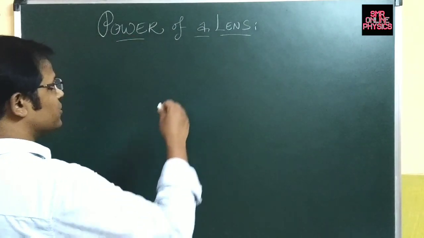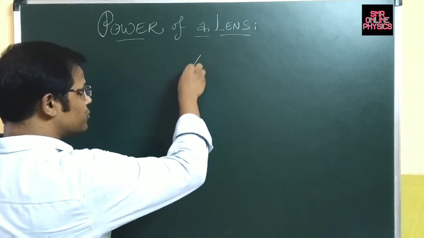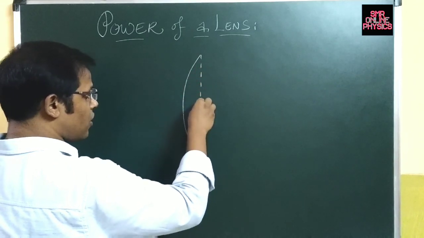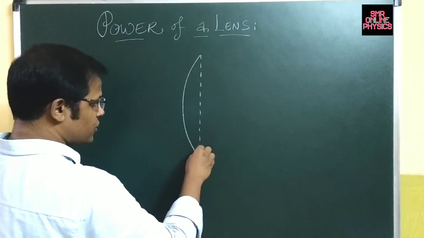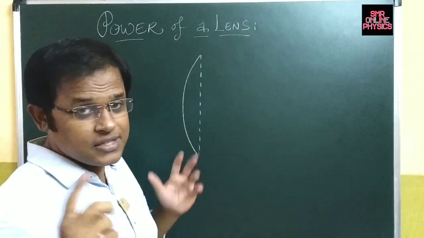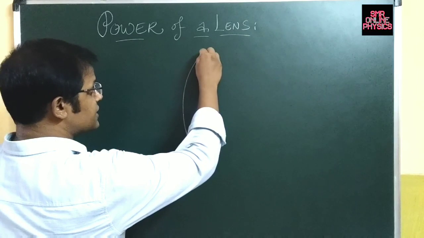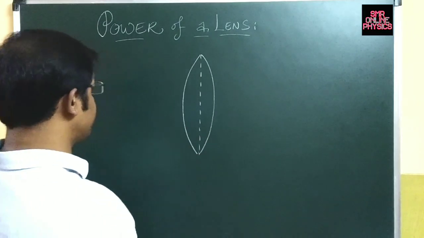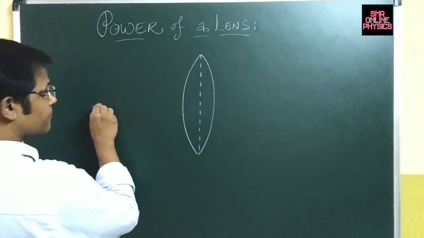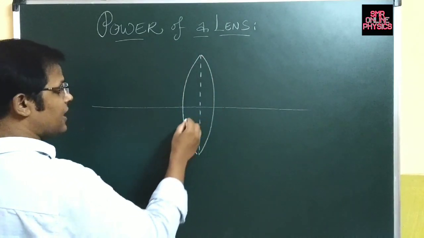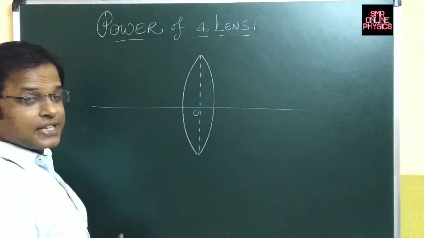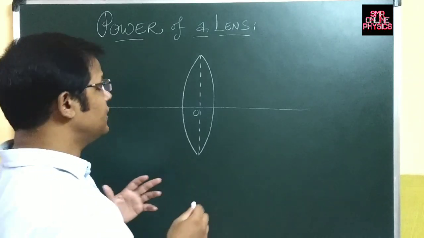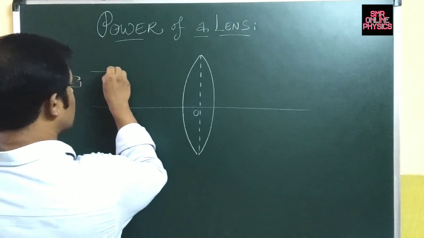Let me draw a good diagram and use a convex lens to understand the measure of its ability to converge, or, if you're talking about a concave lens, the measure of its ability to diverge the incident beam of light rays. This is your well-known converging lens. This is your principal axis. Let's call this the optical center. If the object is situated at infinity, then the light rays travel parallel to the principal axis.